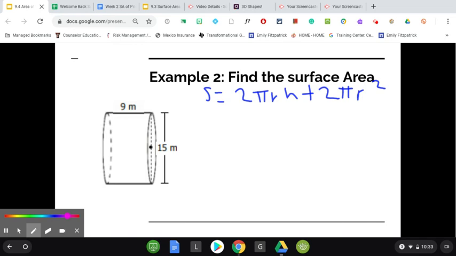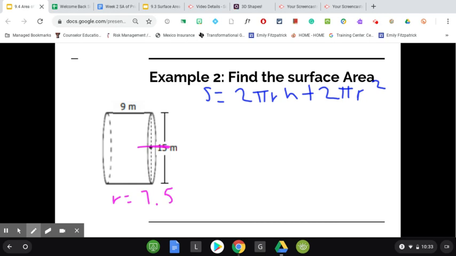So be careful when you're identifying the radius, because sometimes they're going to try to trick you. Look at this. That's not a radius. That's a diameter. So they gave me the diameter this time. Remember, the radius is half of the diameter. So to get the radius, we're going to have to do half of 15. What is half of 15? Hopefully you know that that is 7.5. So my radius is 7.5.